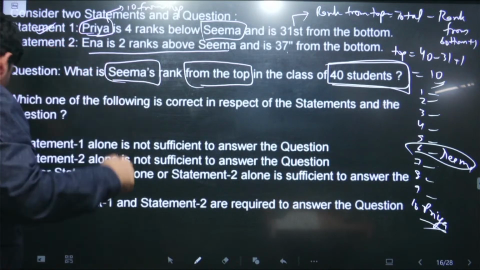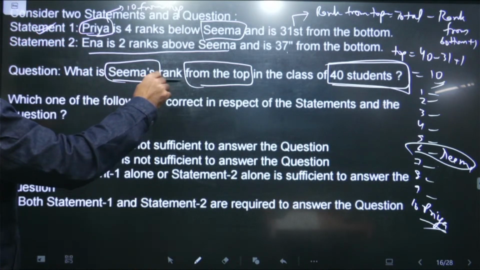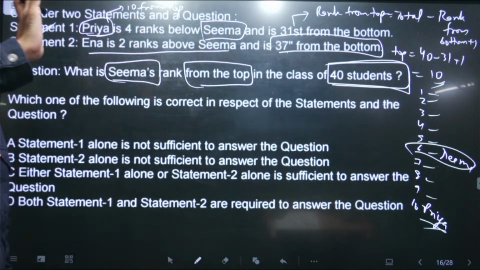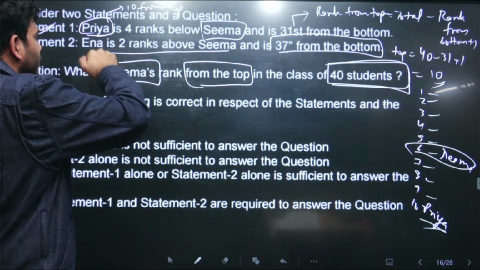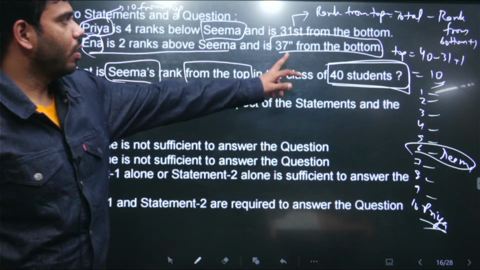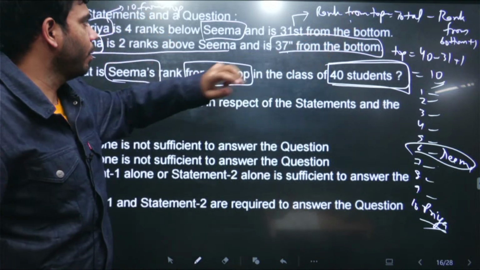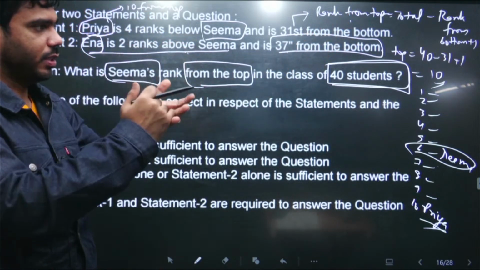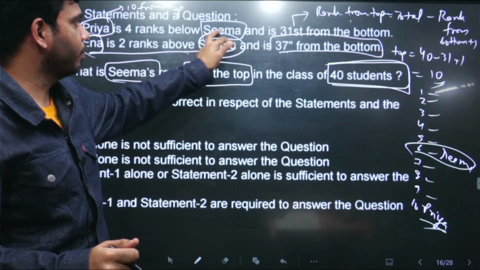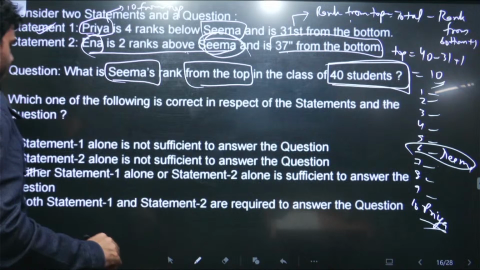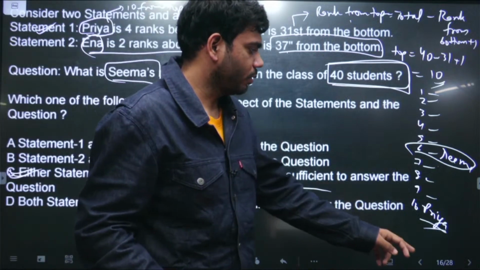And similarly the second statement is saying Ina is 2 rank above Seema and is 37th from the bottom. Exactly the same thing. Here we know there is another girl and we know her rank from the bottom. So using this formula we can find her rank from the top and, adjusting the 2 ranks, we will get the rank of Seema from the top. Right? So here either of the two statements is sufficient to answer the question.